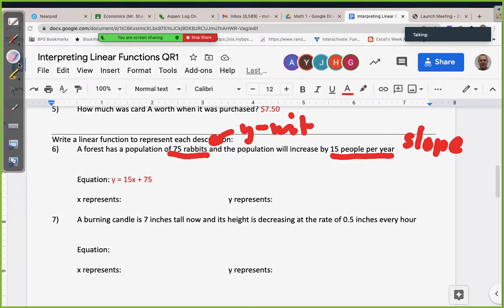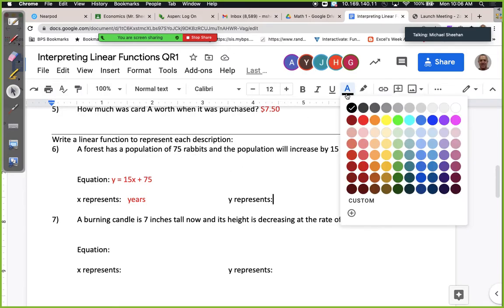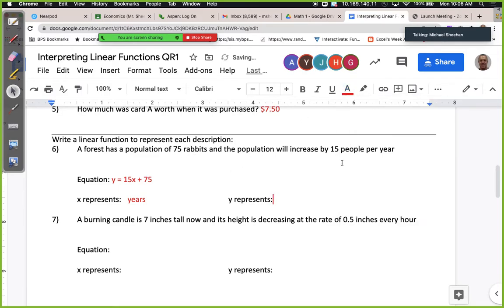All right? In every equation, the y comes first. All right? And x is going to be whatever you see after the word per year. So x is years. And y is whatever you start off with. I start off with 75 rabbits, so y is number of rabbits.